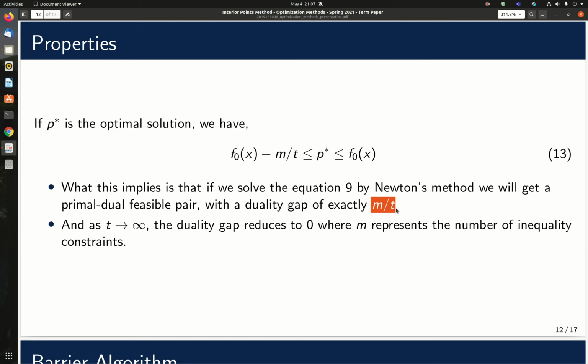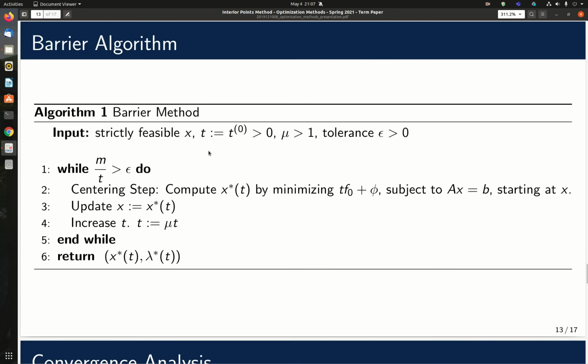So this is the basic algorithm. We have a strictly feasible x. We are starting at this point. We are initializing t equal to t naught, which is greater than 0. We are initializing a variable mu, and the tolerance epsilon.